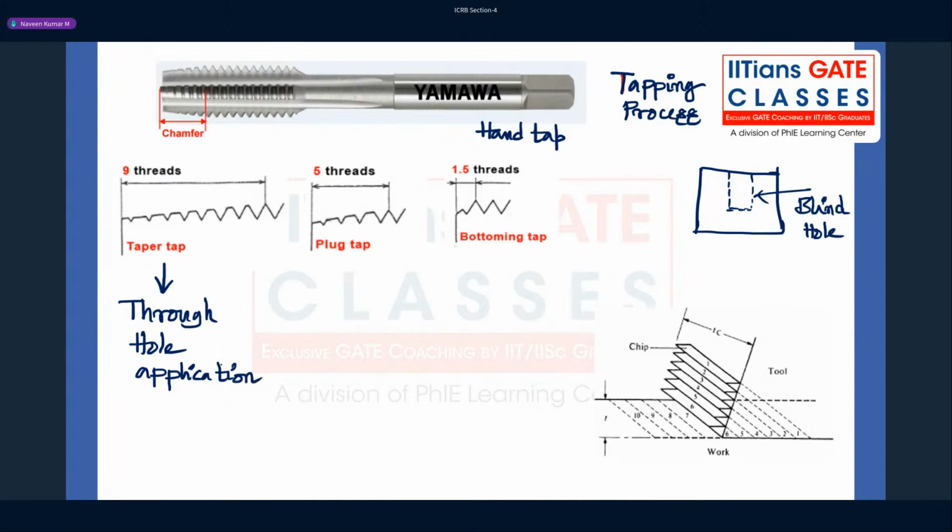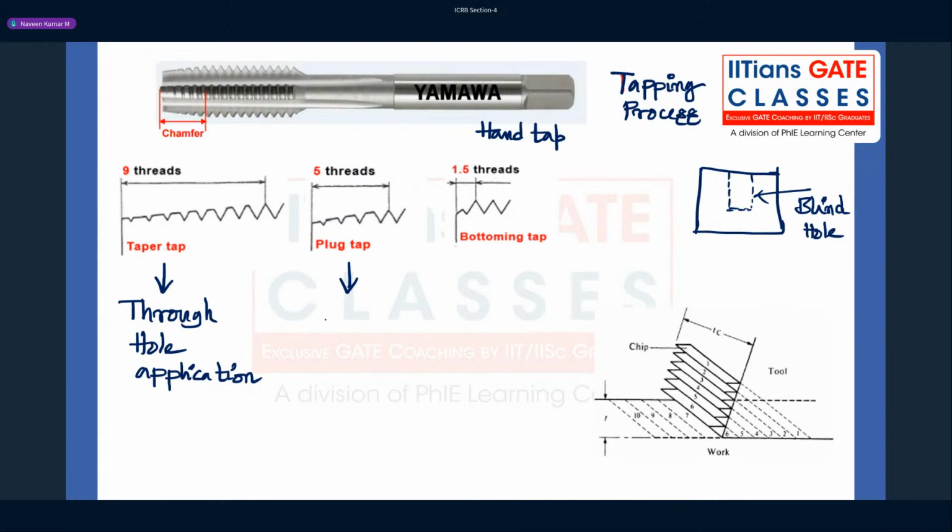It can be used for blind holes, but generally this is used for through holes. And here again in plug tap, we have 5 threads in the chamfer region. So again the same thing, you put it, you do it, and generally this is used for blind hole applications. Generally, but I'm not saying here in taper tap we will not be using it for blind holes. It can be used, but very limited applications are there.